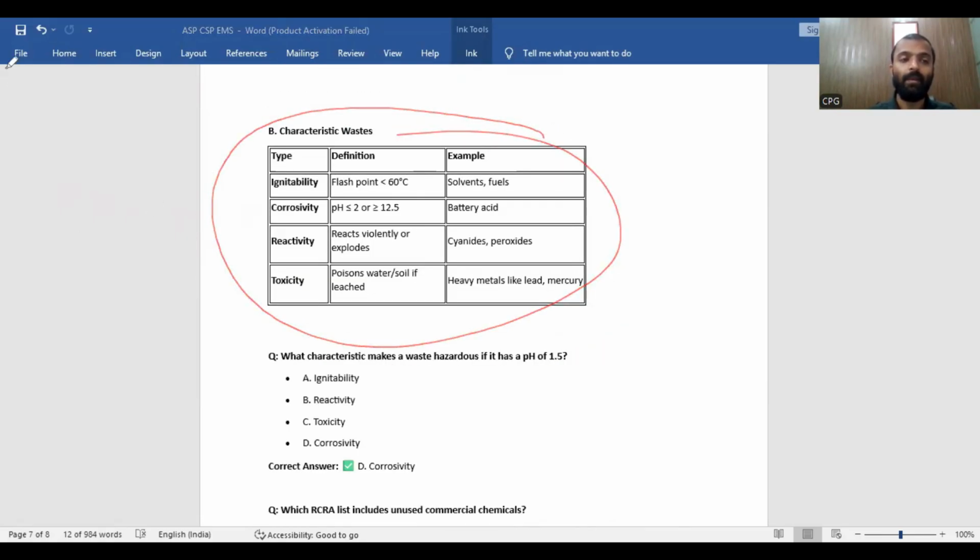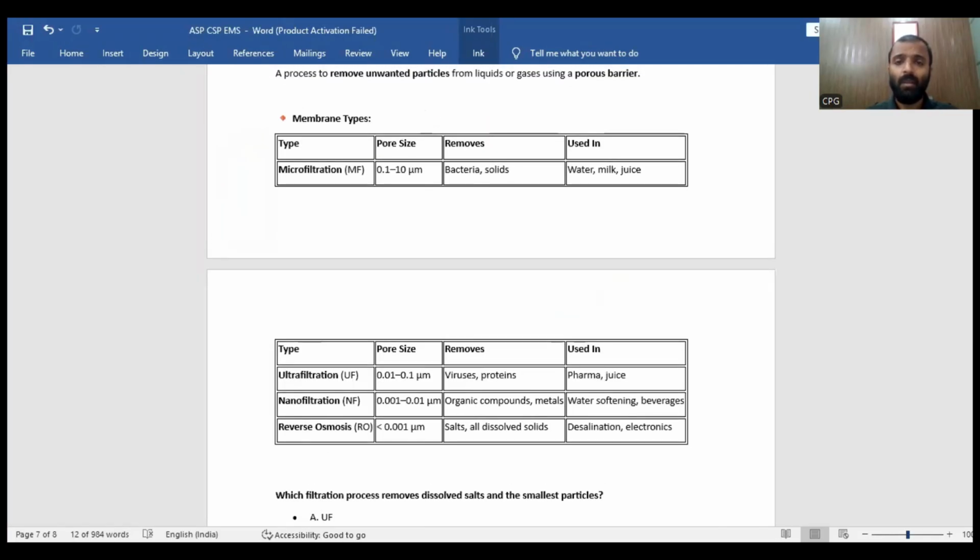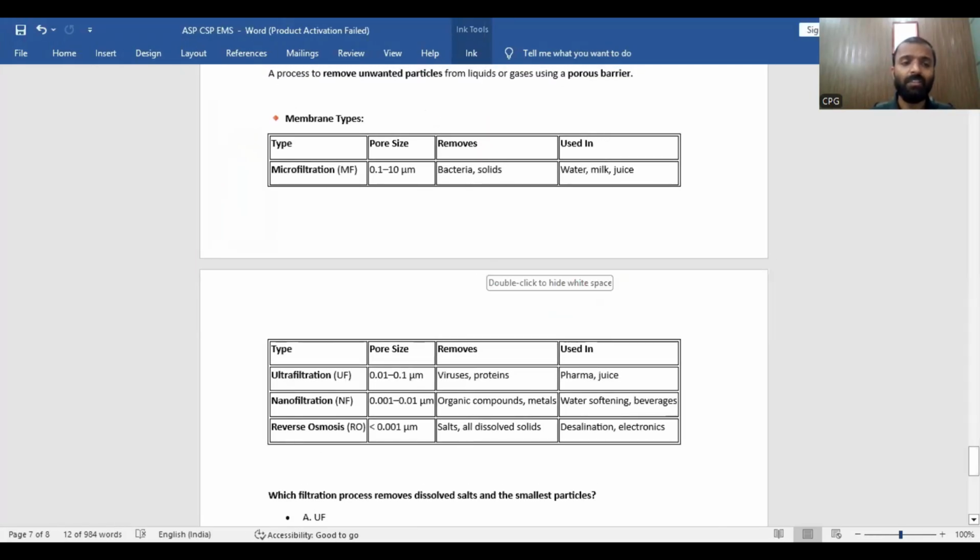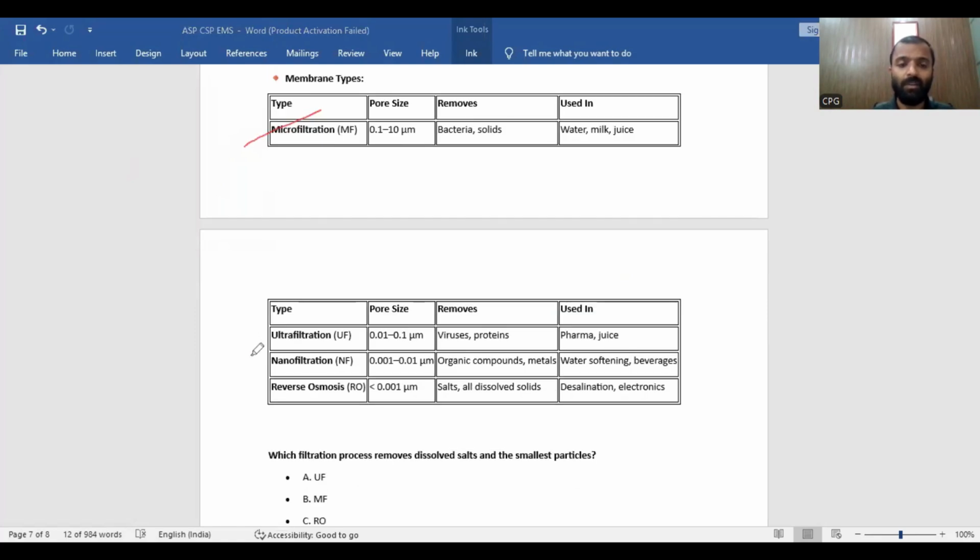Now the filtration process. This is also important: a process to remove unwanted particles from gas or liquid using various membranes. There is microfiltration, ultrafiltration, nanofiltration, reverse osmosis. Reverse osmosis is the finest, less than 0.001 micrometers, removing salts and dissolved solids, used in desalination and water filters.